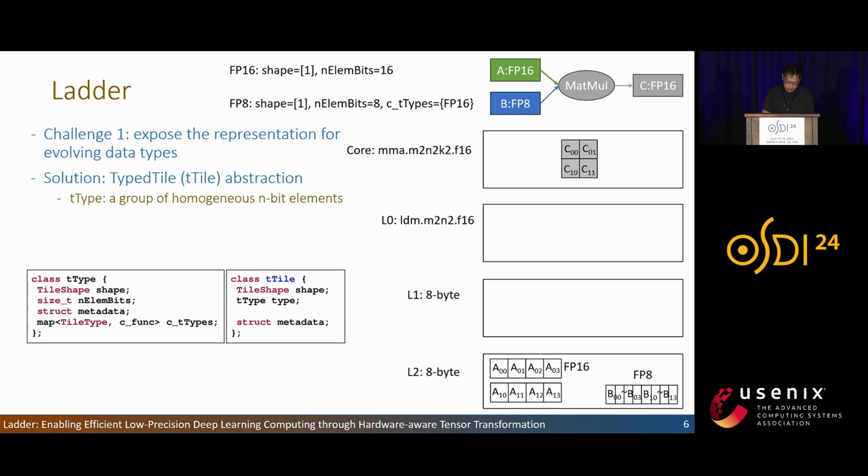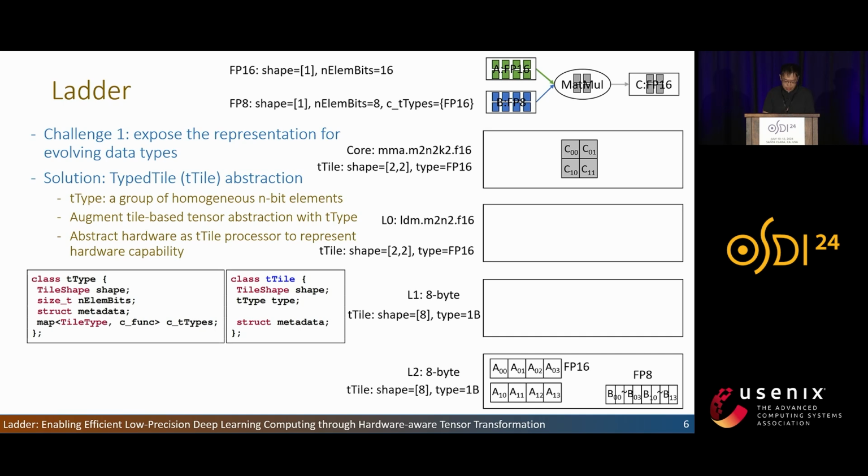Specifically, the evolving data types are represented as T-type, which is a group of homogeneous n-bit elements. Then, a T-tile is the tile-based tensor abstraction augmented with T-type. Then, the data type information in the tensor-based model representation can be explicitly exposed. Furthermore, the hardware support can also be represented as T-tiles. For example, the load matrix instruction requirement can be represented as a T-tile of 2-dimension shape of FP16 type.